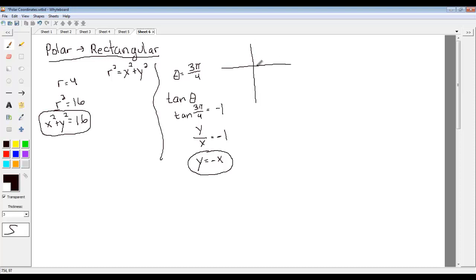Think about it. 3 pi over 4 is going to put you here. And if you're including every possible r, that means every possible distance from the origin, you're going to be like this, which is the same as the line y equals -x.